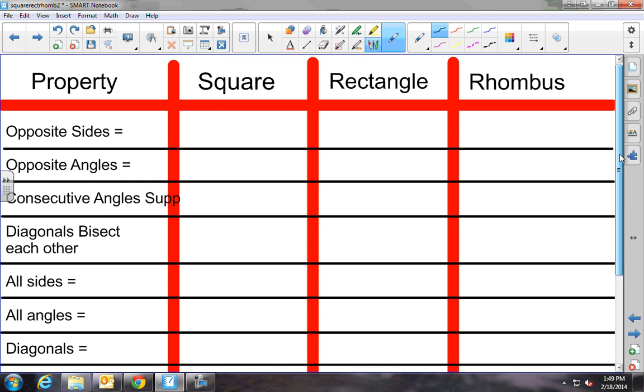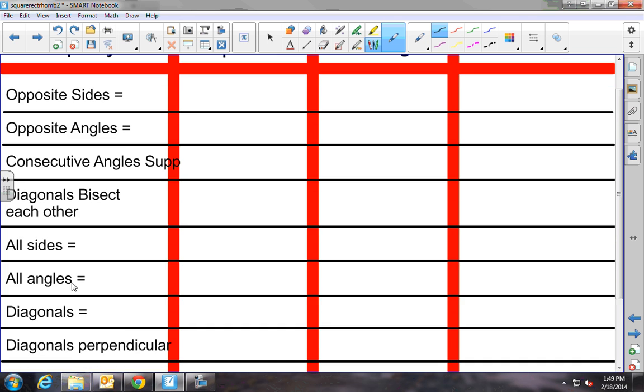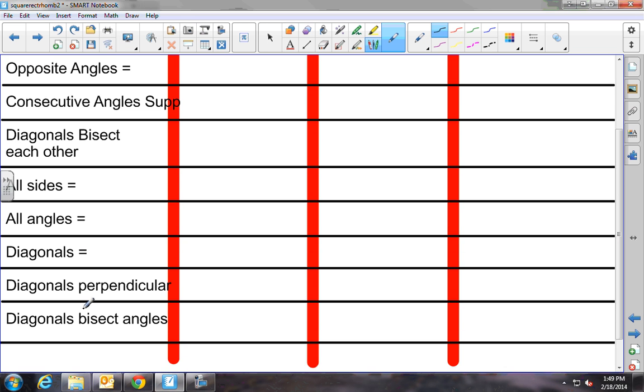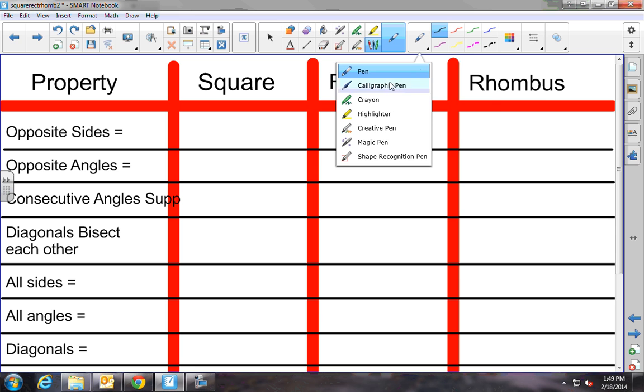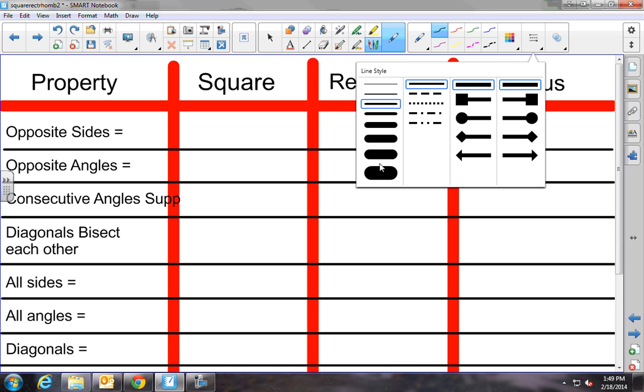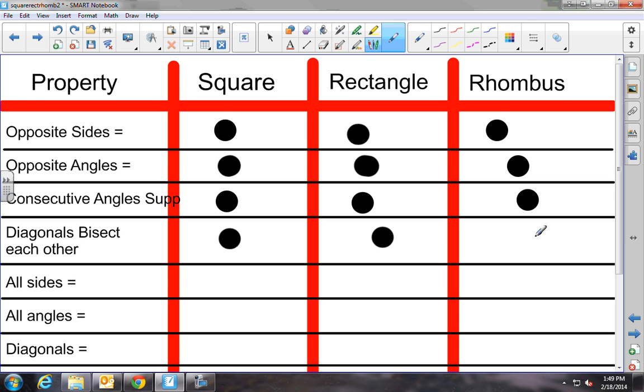Okay, and here's a table here. And what you might do is copy this table down. So we've got all three shapes at the top, and then we've got all the various properties listed down the left side here. And then you can go through and check which ones each property belongs to. Okay, we already know the opposite sides are congruent in all parallelograms. Same with opposite angles. Consecutive angles are supplementary in all parallelograms. And the diagonals always bisect each other.